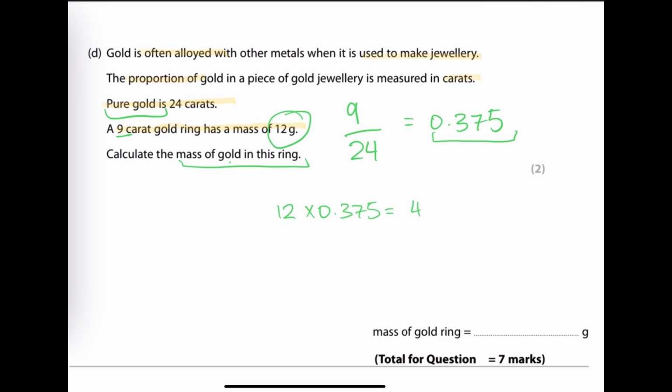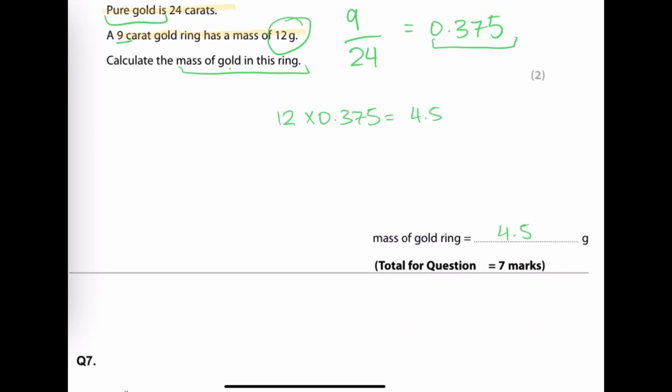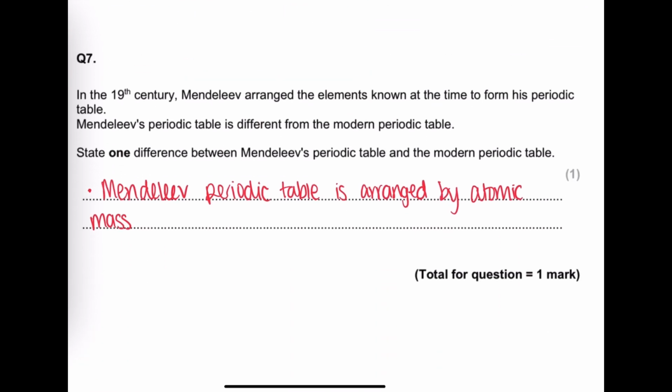and it will come out to 4.5. So there is 4.5 grams of mass in the gold ring. Question 7. In the 19th century, Mendeleev arranged the elements known at the time to form his periodic table. Mendeleev's periodic table is different from the modern periodic table. State one difference between the Mendeleev periodic table and the modern periodic table.